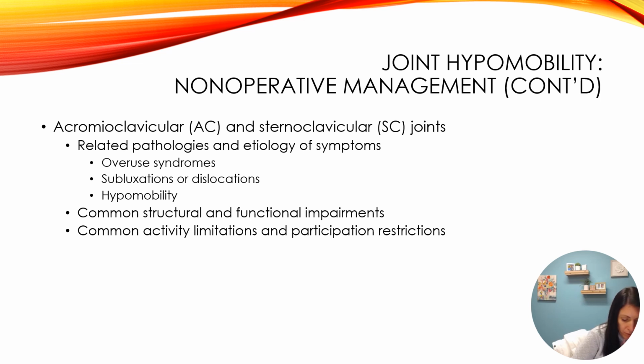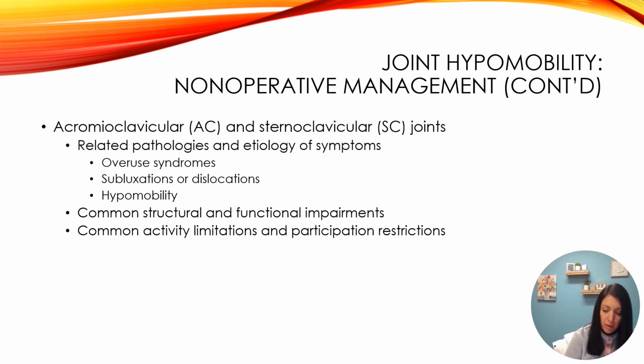With hypomobility of the AC or SC, decreased clavicular mobility may occur with the SC joint because of osteoarthritis. This can contribute to thoracic outlet syndrome, compromising the space available for the neuromuscular bundle that is between the clavicle and first rib.